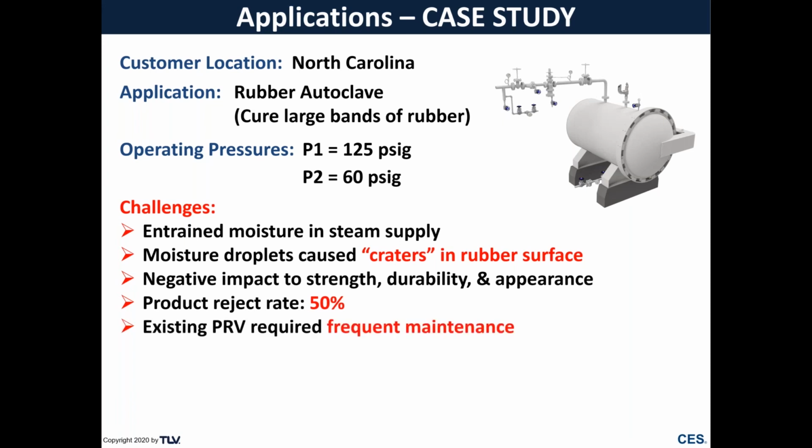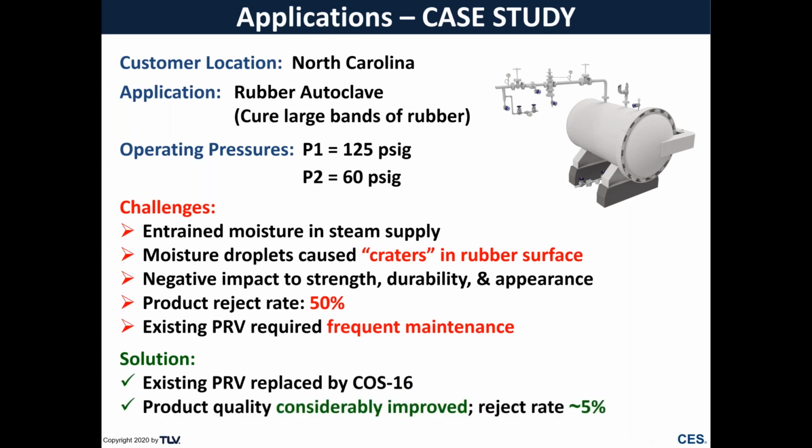Additionally, the PRV they were using at the time required frequent maintenance to keep the equipment operating. To deal with these problems, they installed a COSPECT valve. The product quality from that point dramatically improved, and the product reject rate dropped to about 5%.